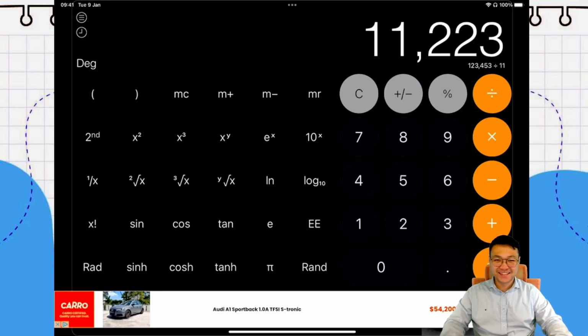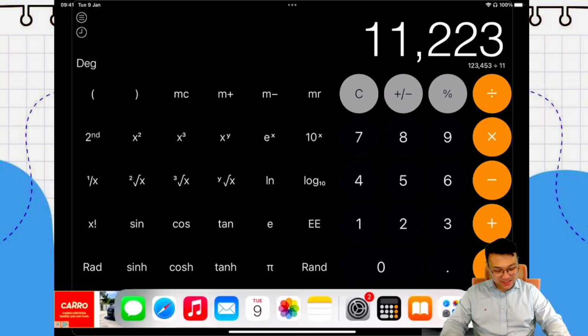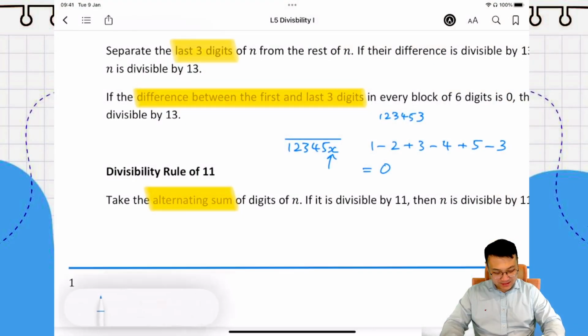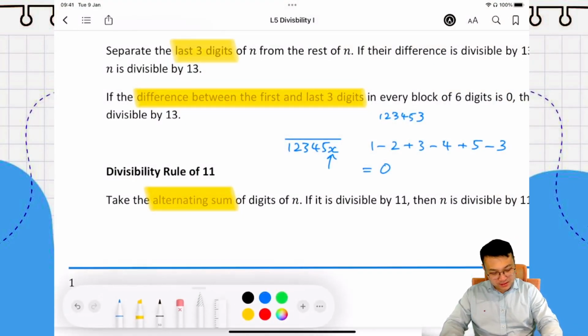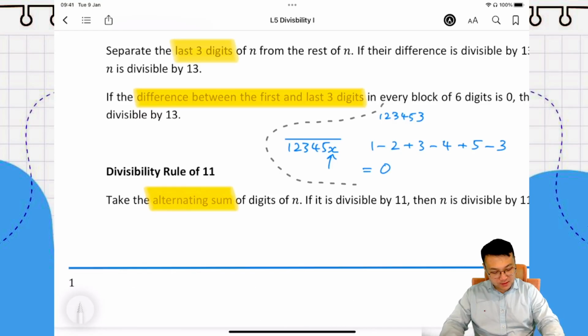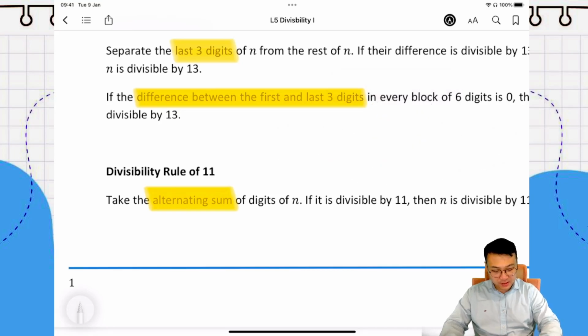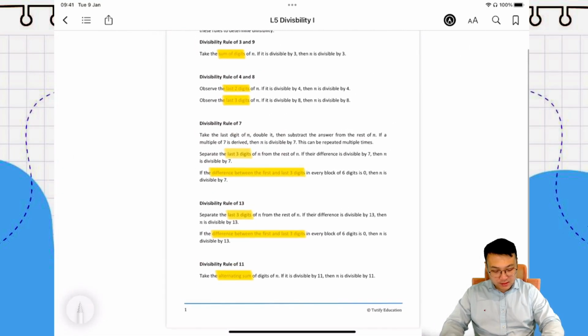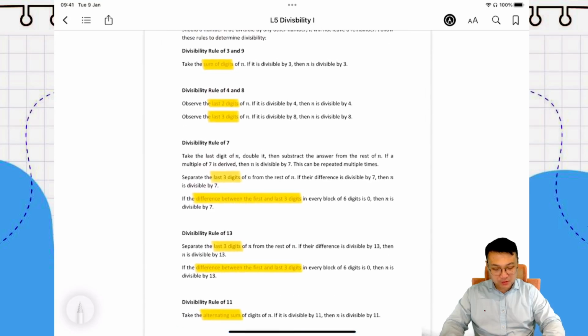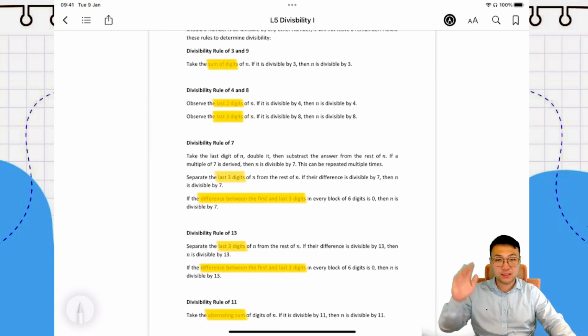Okay, students. Any questions about alternating sum? Alternating sum. Start from the positive, then you alternate negative, positive, negative, positive. That is the meaning of alternating sum. So everyone, these are all the rules of divisibility. Do you have any questions? Raise your hand. Anybody?